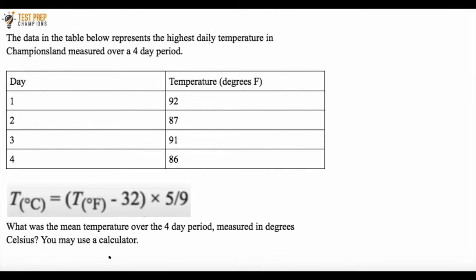So the next question says, the data in the table below represents the highest daily temperature in the make-believe Championsland measured over a 4-day period.